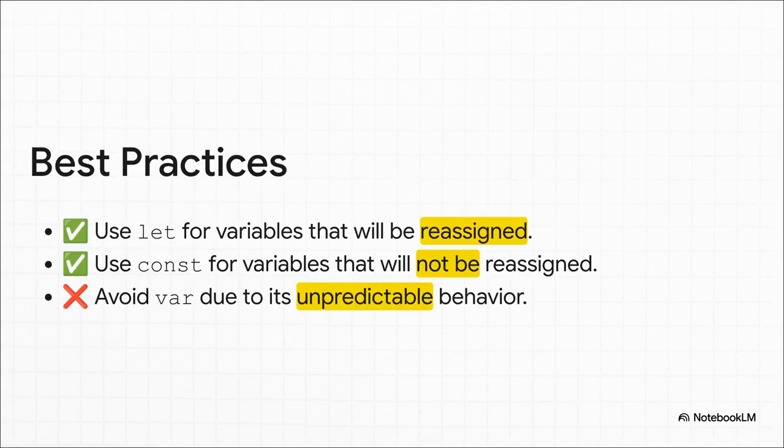So the best practice here is really simple. Just use const for everything by default. Then, if you realize later on, oh, wait, this value actually needs to change, it's super easy to just switch it to let. That one little habit makes your code way safer. And var, for now, just know that it behaves in some weird, unpredictable ways, which is why we avoid it.